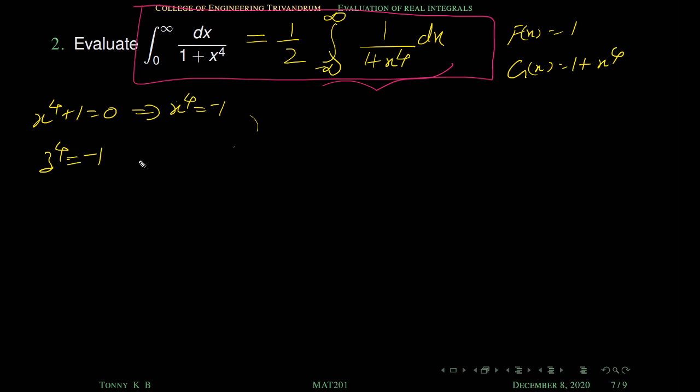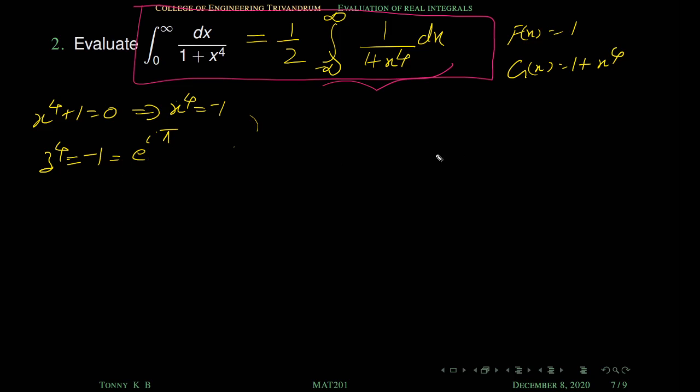Okay, so we know that minus 1 in polar form is e raised to I pi. What is e raised to I pi? That is cos pi plus I sin pi. Cos pi is minus 1 and sin pi is 0. So e raised to I pi is minus 1.